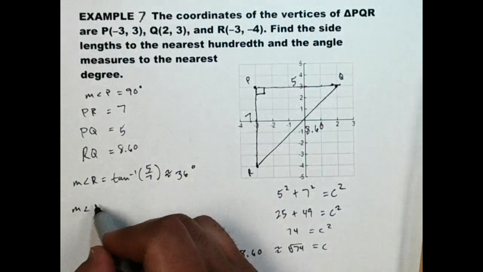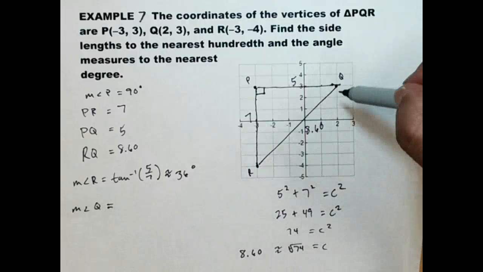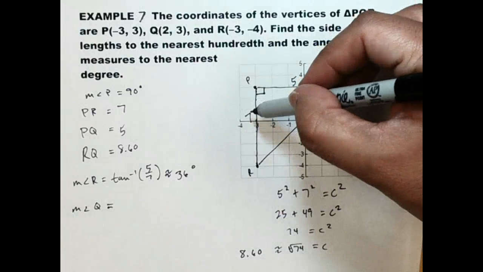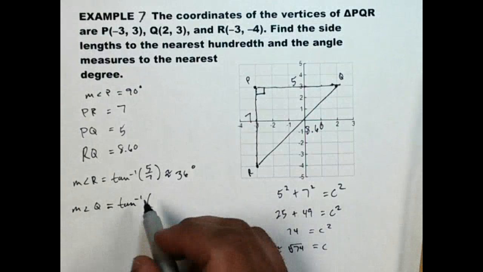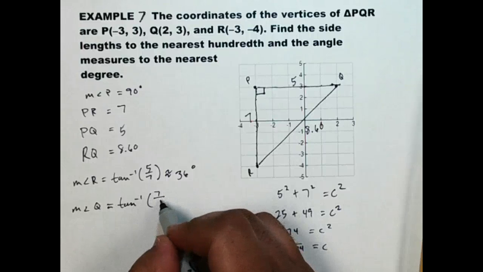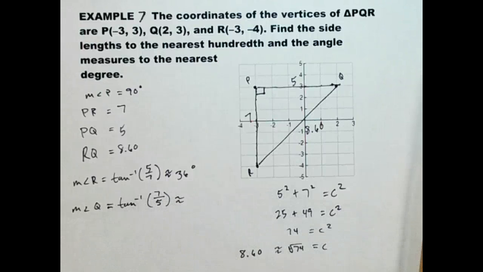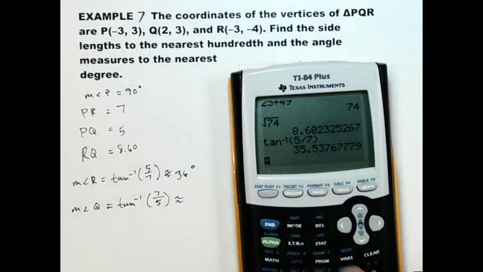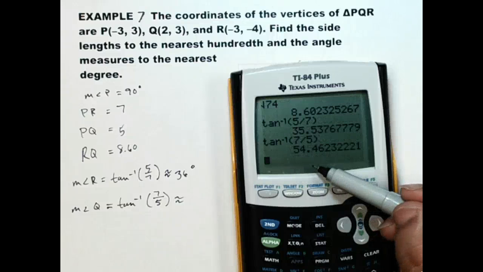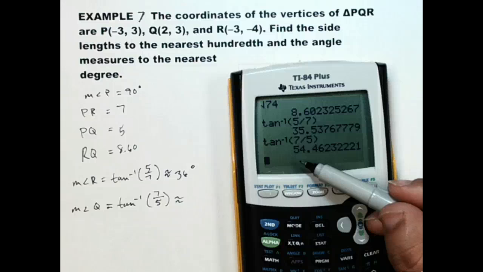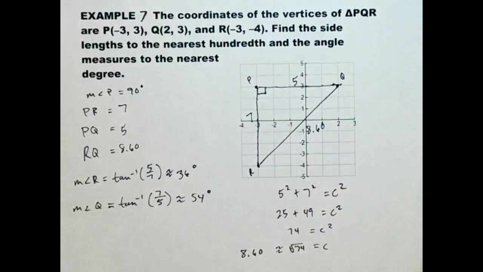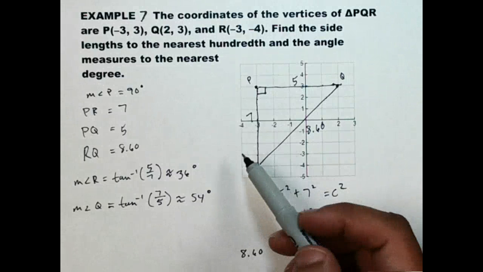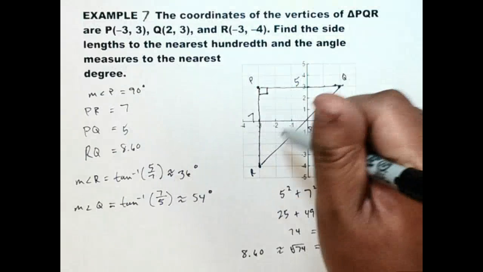I'm going to do the same idea with angle Q. Now if I'm at angle Q, 7 is the opposite side and 5 is the adjacent side. So again, I'm going to use the inverse tangent, but I'm going to flip these. Instead of being 5 over 7, it's going to be 7 over 5. Right, so the inverse tangent of 7 over 5, that's going to be 54 degrees. All right, so that is all 3 angles and all 3 sides. So we are done.